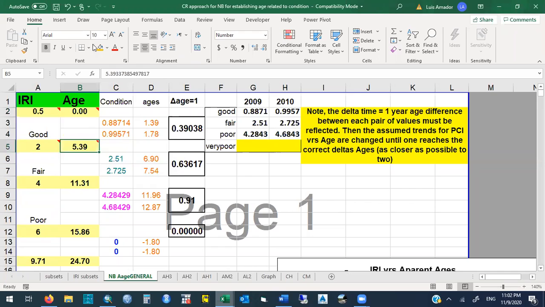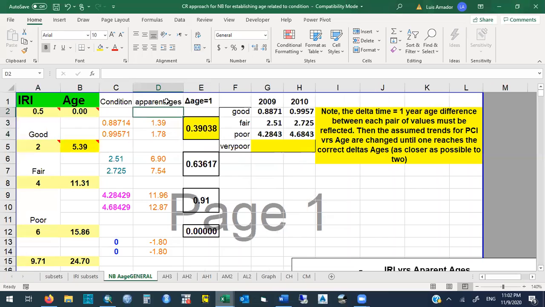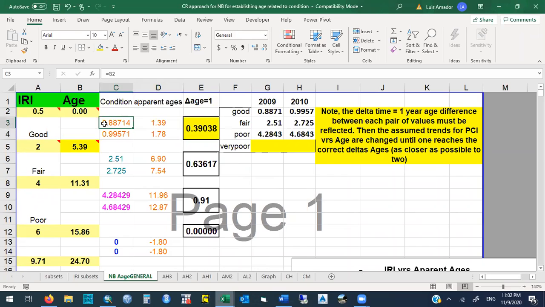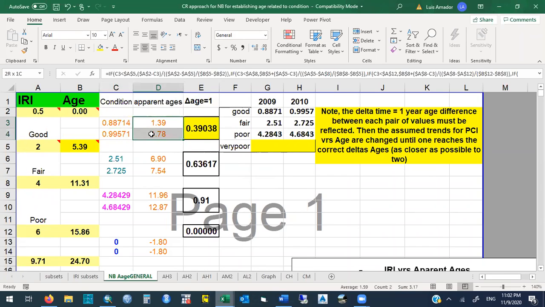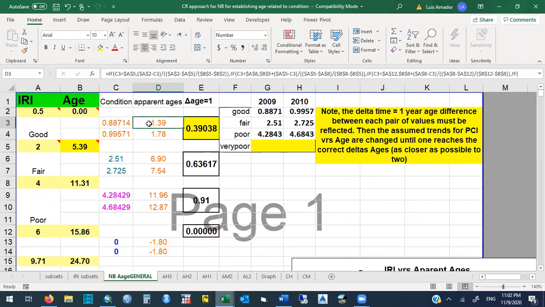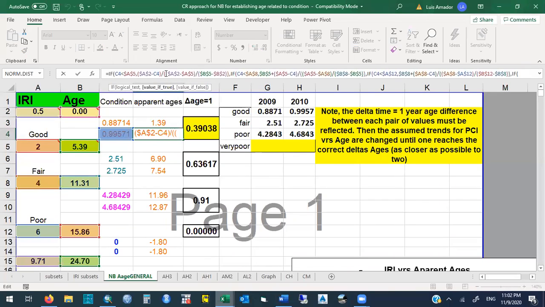And I don't know what this value is. All I know is that this difference over here, which is coming from whatever is the associated apparent age estimated for this value, for the average, this difference, which is 0.39 right now, has to be equal to 1. These values, the associated apparent ages, are coming from an equation. So we can have a quick look into it.